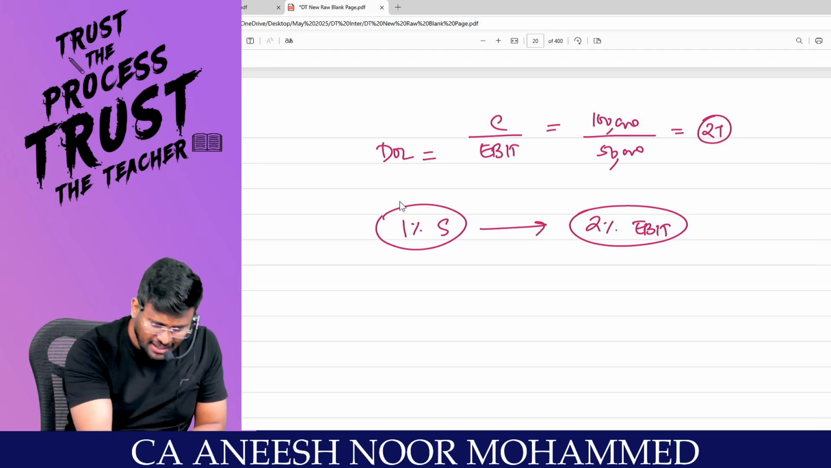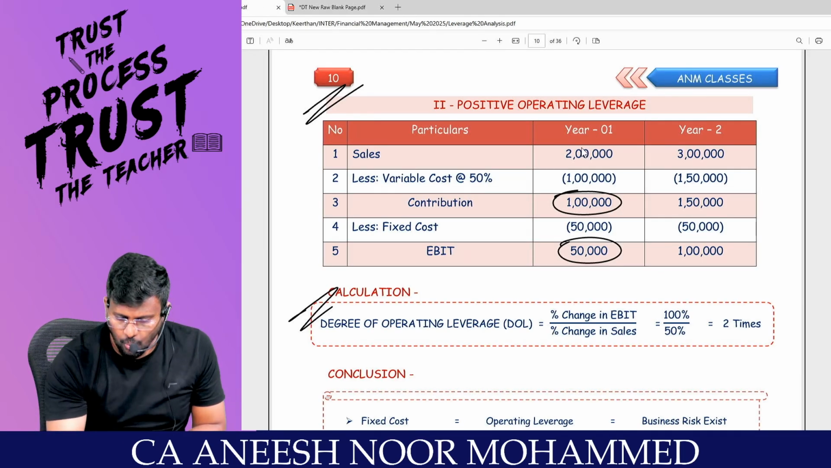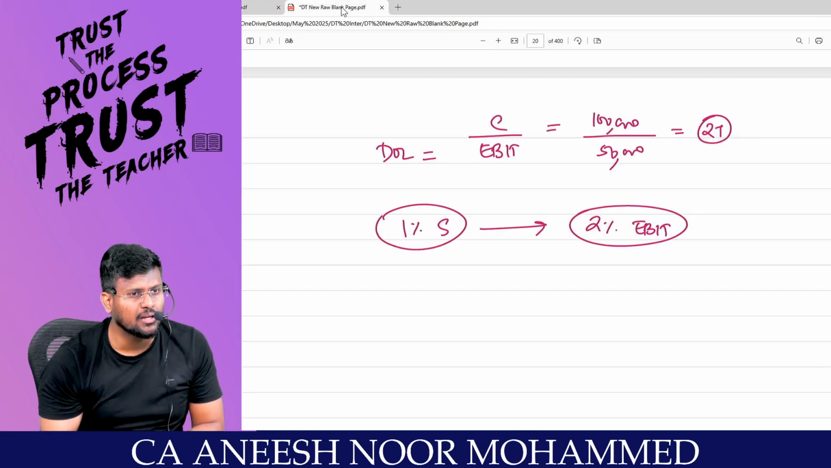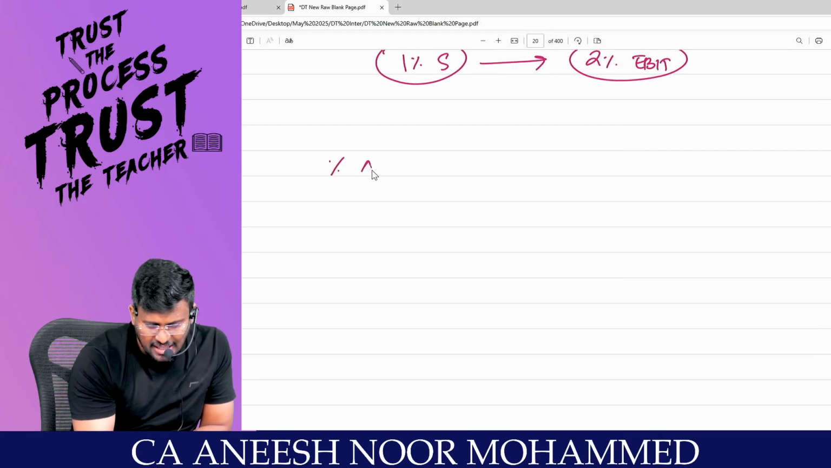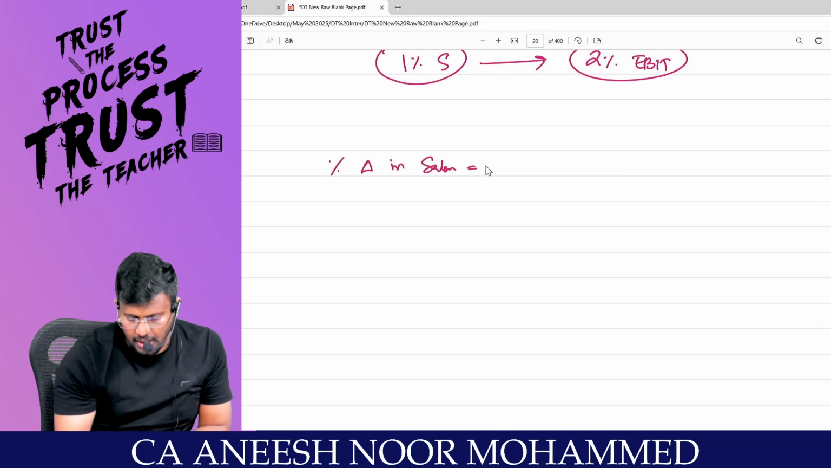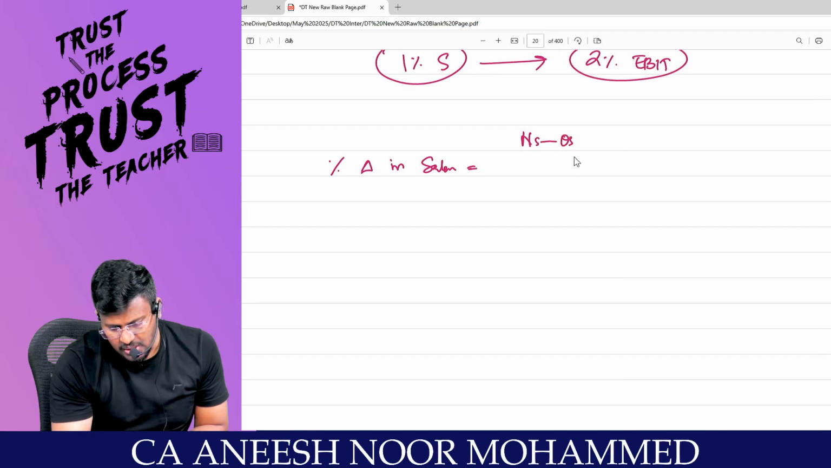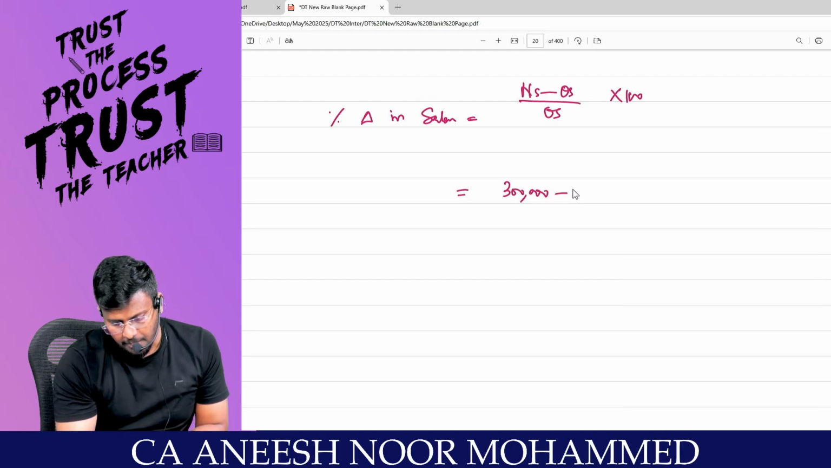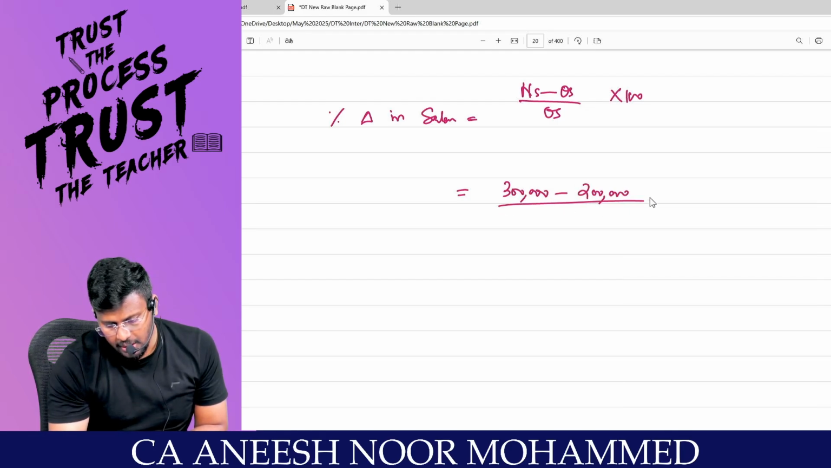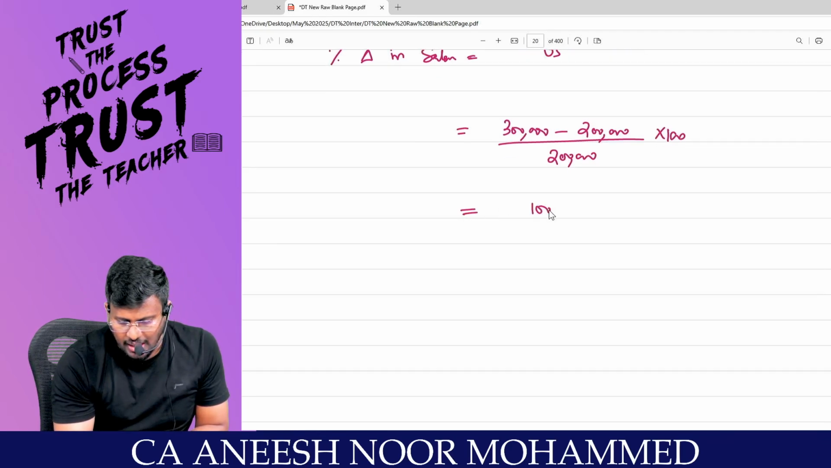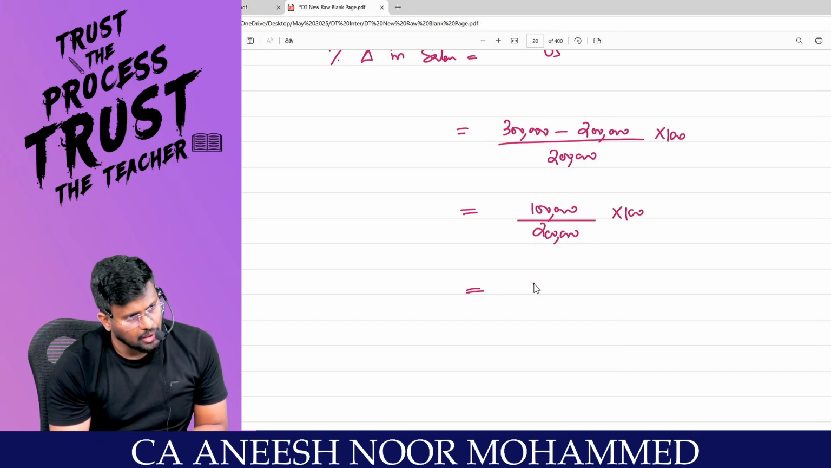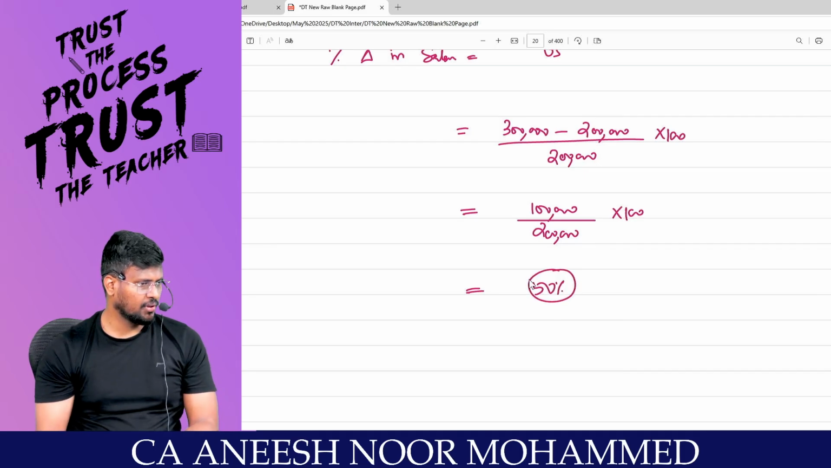Getting it? My dear lovable students, let me ask you a question. What was your sale? It has become 3 lakh. Can I find out the percentage change in sale? You are experts in that. So, percentage change in sales is equal to new sales minus old sales divided by old sales into 100. That means 3 lakh minus 2 lakh divided by 2 lakhs into 100. Comfortable? That means 1 lakh divided by 2 lakhs into 100 comes to how much percent? 50%.